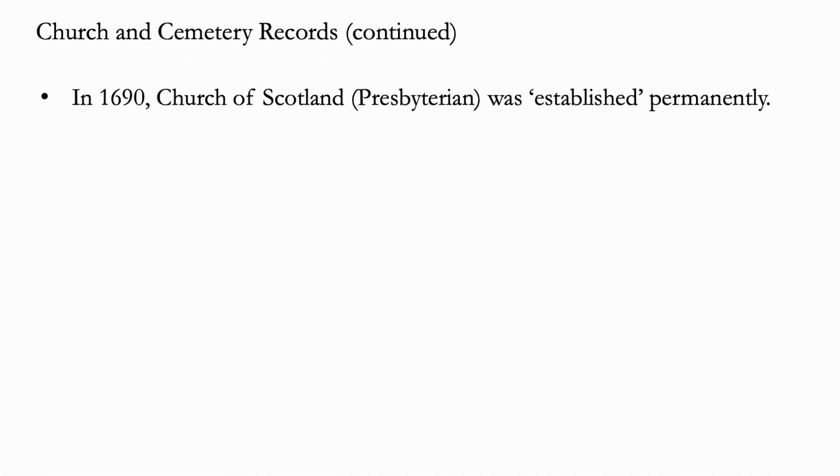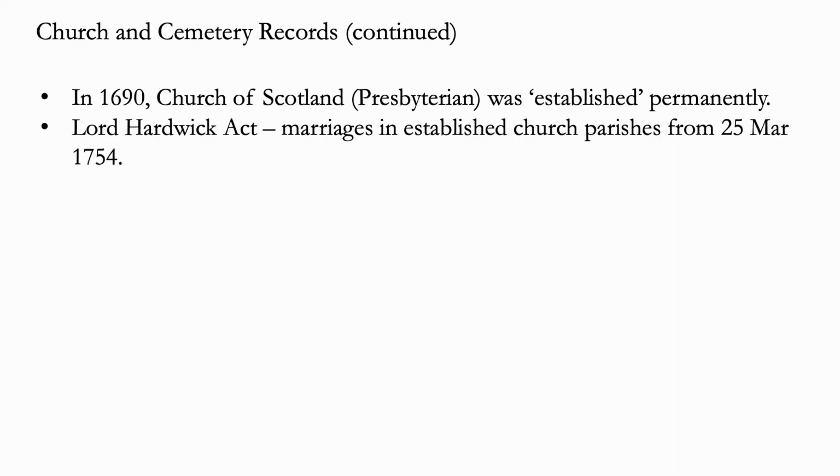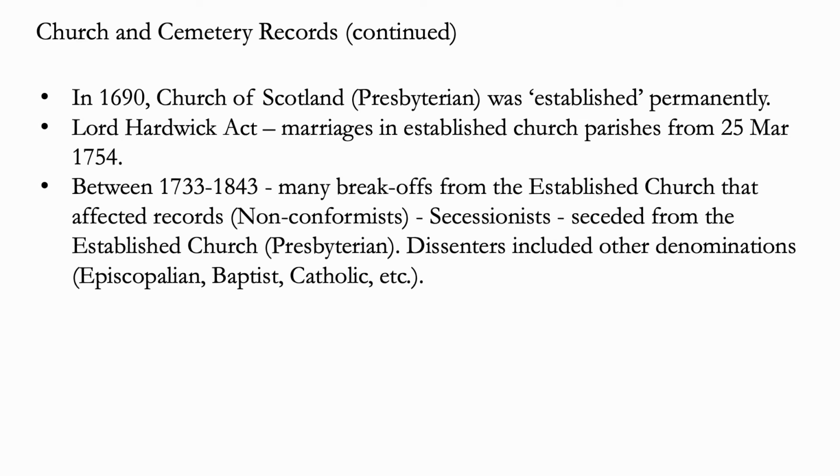The Church of Scotland Presbyterian was established permanently in 1690. The Lord Hardwicke Act mandated marriages in established church parishes from 25 March 1754. Between 1733 and 1843, there were many break-offs from the established church that affected records. These denominations are called nonconformists or secessionists because they seceded from the established church. They are comprised of Episcopalians, Baptists, Catholics, and others.